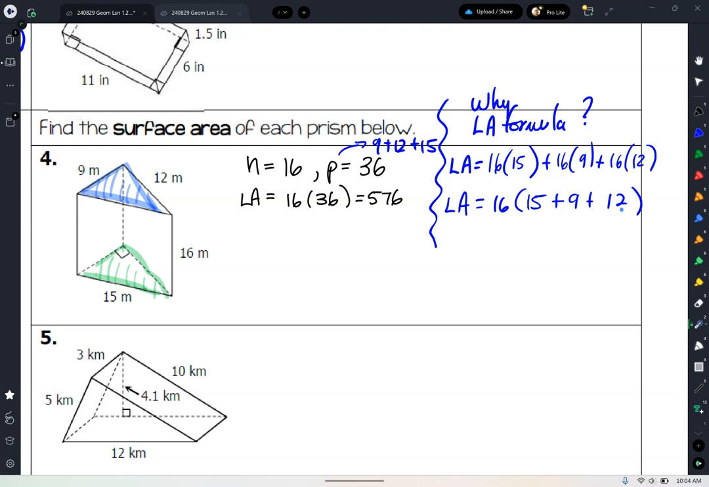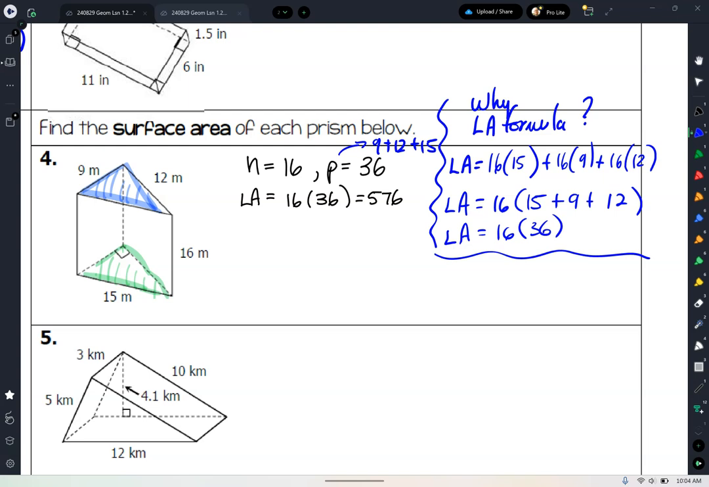Of the triangular base, huh? Right? You see it? 9, 12, and 15. It's the perimeter of the base. So if we just take the perimeter of the base and multiply it by the height of the solid, we come up with the area of all 3 remaining sides, the lateral area. We're not finding the area of the triangular base. We're finding the perimeter. Okay? That's why the lateral area formula works.